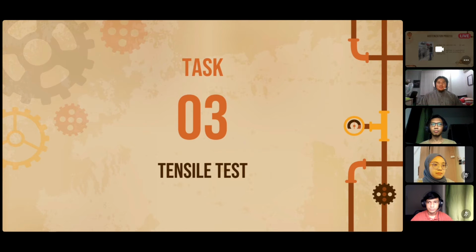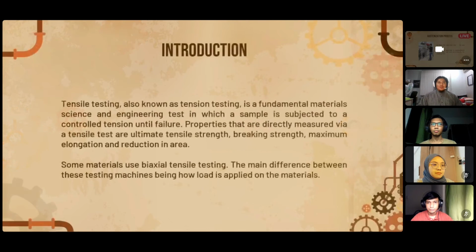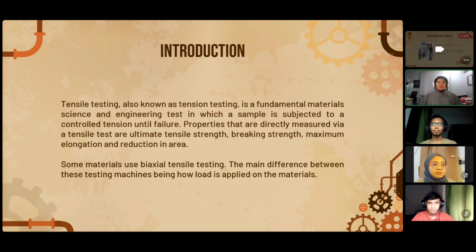Task 3, tensile test. Tensile testing, also known as tension testing, is a fundamental material science and engineering test in which a sample is subjected to a controlled tension until failure. Properties that are directly measured via a tensile test are ultimate tensile strength, breaking strength, maximum elongation, and reduction in area. Some materials use biaxial tensile testing, the main difference between the testing machines being how the load is applied on the materials.